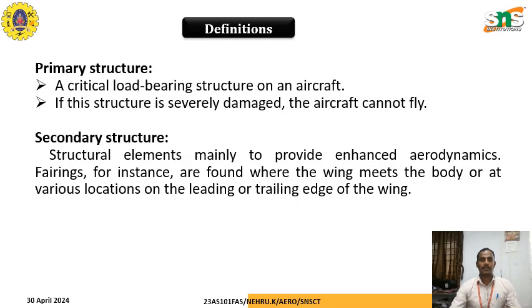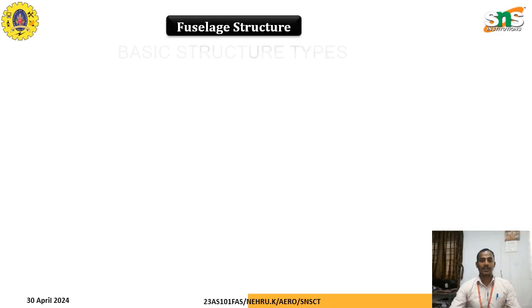From the definition, the primary structures carry the critical load bearing of the aircraft. If the structure is severely damaged, the aircraft cannot fly. So we have to think in both aerodynamic as well as structural terms. The secondary structures carry the enhanced aerodynamic load. So we understand the structural element is mainly to provide enhanced aerodynamics, and for instance they are found where the wing meets the body or located on the leading edge or the trailing edge of the wing.